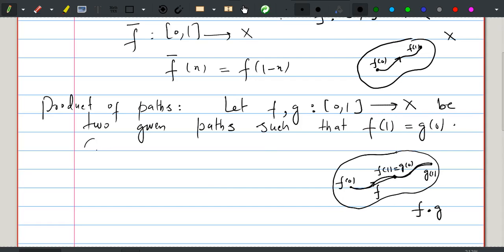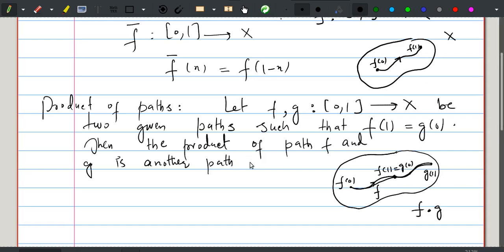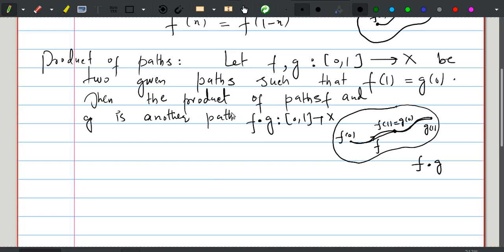Then the product of paths f and g is another path. So the product path of paths f and g is another path fg. This is a path from [0, 1] to X, and we define it as f dot g.